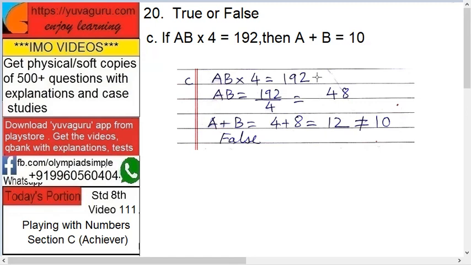AB into 4 is 192. Therefore AB is what? 192 upon 4, that is 48. Okay. So A plus B is what? 4 plus 8, that is 12. Is it equal to 10? No. So A plus B equals 10 is false. So the answer is false.